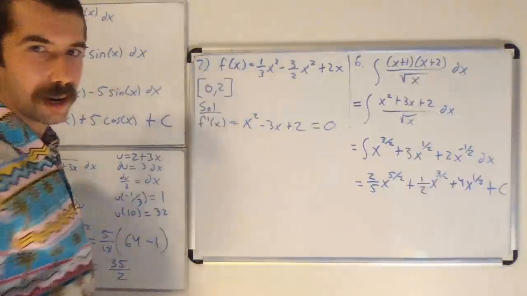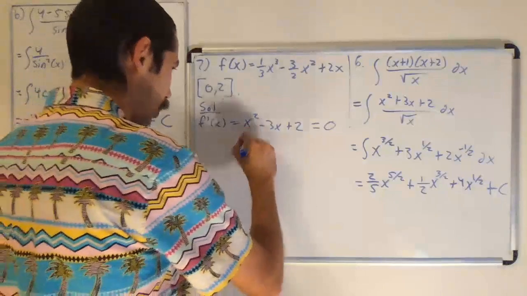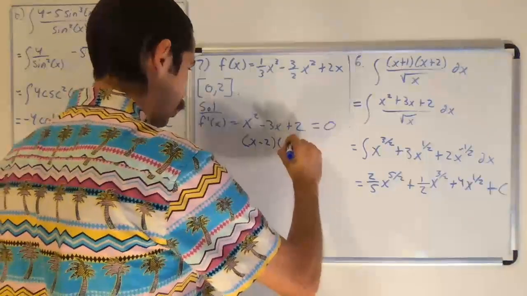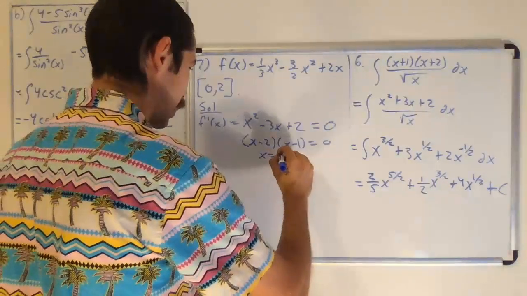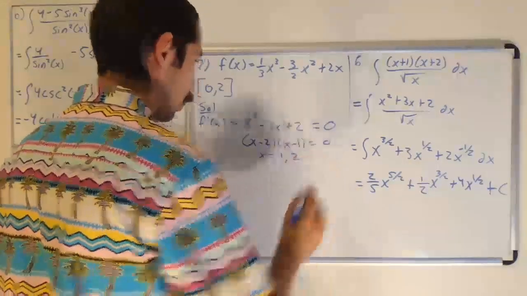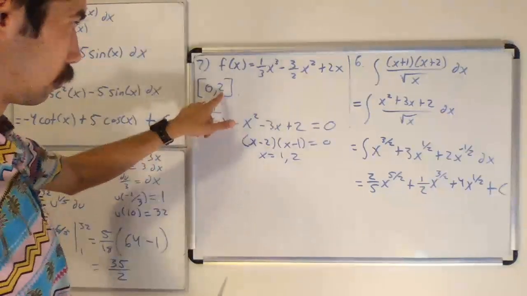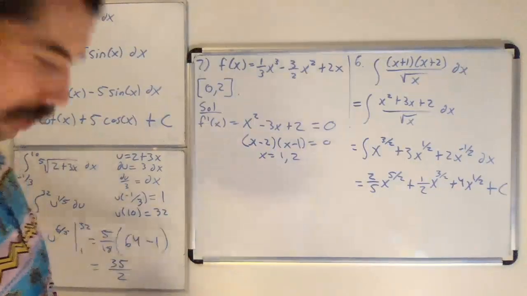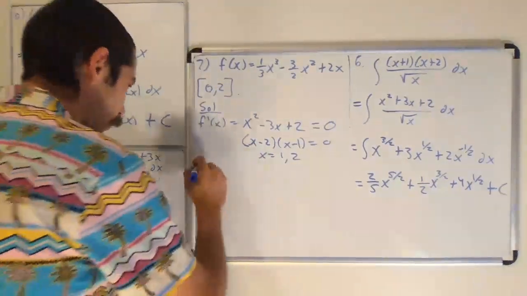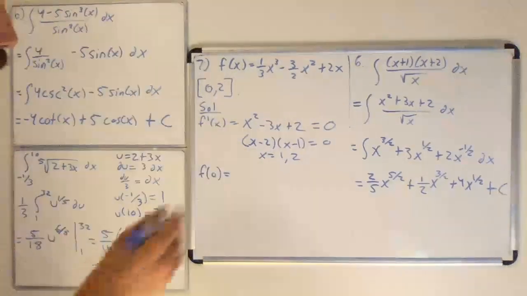We would also want to find where it's undefined, but this is a polynomial, so it's always defined. This factors into x minus 2, x minus 1 equals 0. So we have to test 0, 1, and 2. Since one of our endpoints is also a critical number, we don't have to test it twice. So f of 0 is equal to 0.